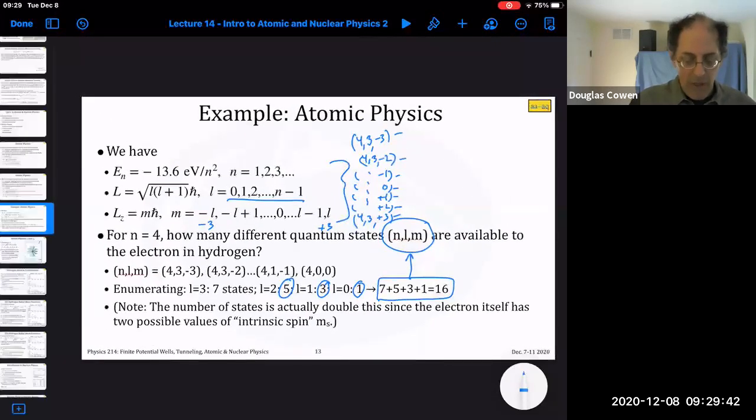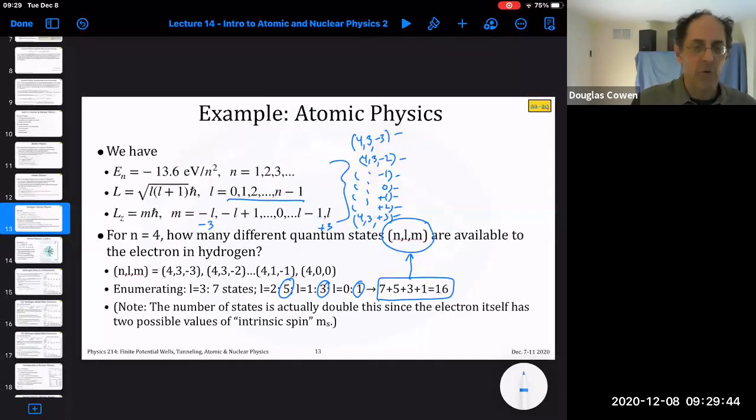I am overlooking a factor of 2 here, which some of you may realize already. So there is an additional quantum number that we're not going to consider here, which is due to the fact that the electron itself can exist in one of 2 quantum states, basically called spin up and spin down. So it has an additional 2 states available. So the total number of states is actually 32.